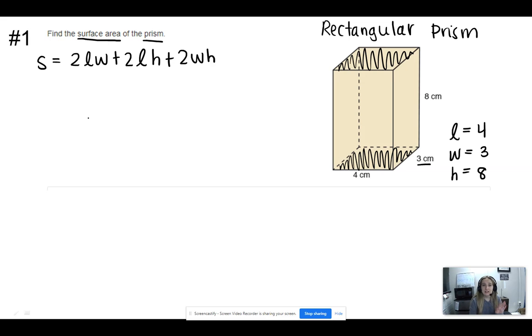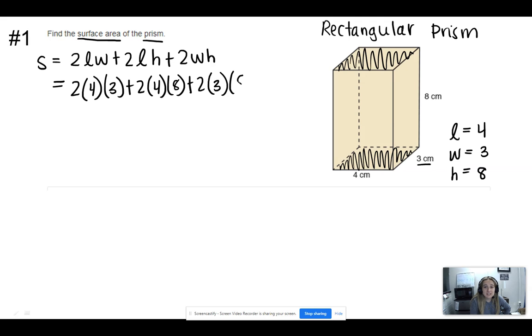Now I'm just going to fill in the information into my formula. So 2 times L, which is 4. Make sure you use parentheses. W is 3, plus 2 times L, which is 4, H is 8, plus 2 times W, which is 3, H is 8. Okay, now let's multiply them together.